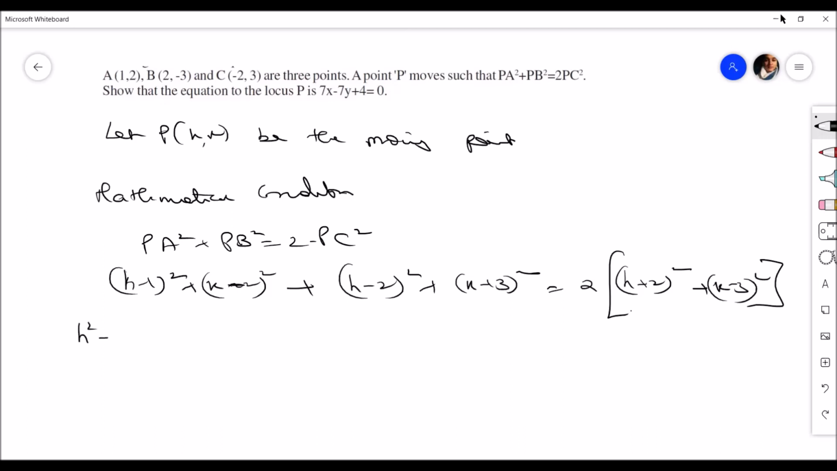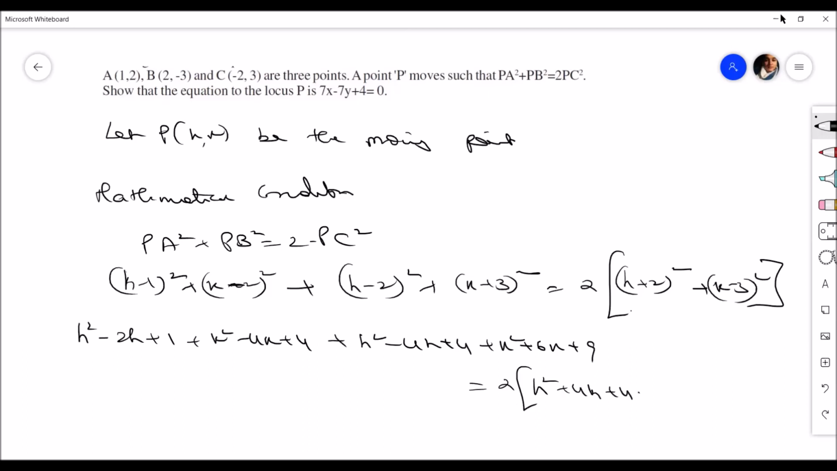Just expand it. So h square minus 2h plus 1 plus k square minus 4k plus 4, the first set of terms, and then h square minus 4h plus 4 plus k square plus 6k plus 9 is equal to 2 times h square plus 4h plus 4, right, plus k square minus 6k plus 9. Is it clear? I'll just rewrite this RHS by multiplying it by 2. So that's 2h square plus 8h plus 8 plus 2k square minus 12k plus 18.